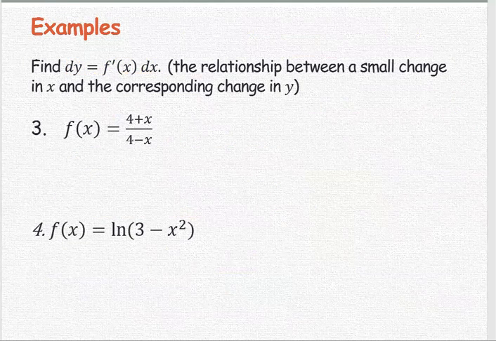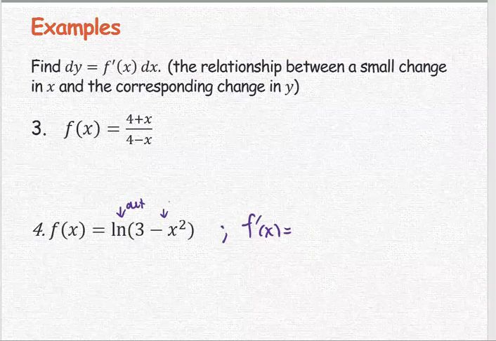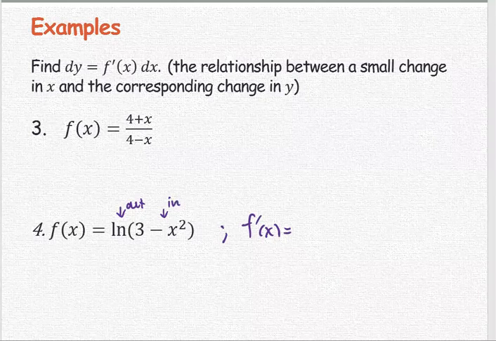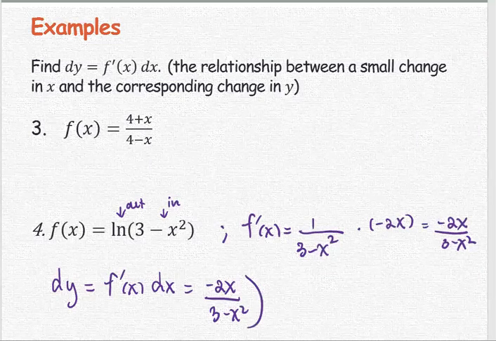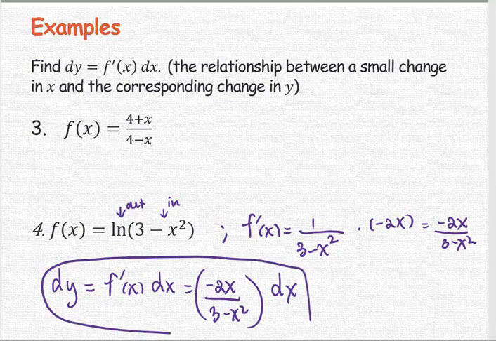f of x is natural log of 3 minus x squared. So the f prime, the outer is the natural log, the inner is 3 minus x squared, starting with the derivative of the outer, which is 1 over the quantity behind the log, and then multiply by the derivative of the inner, which is negative 2x. Then we get negative 2x over 3 minus x squared for the derivative. Then the differential y is the f prime multiplied by dx, or negative 2x divided by 3 minus x squared multiplied by dx as a differential y.